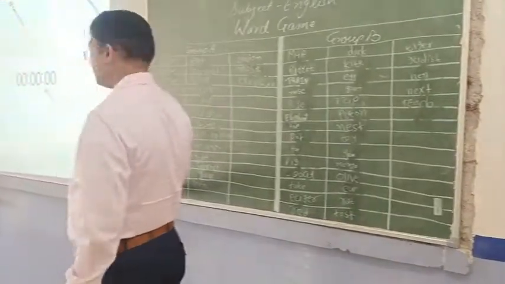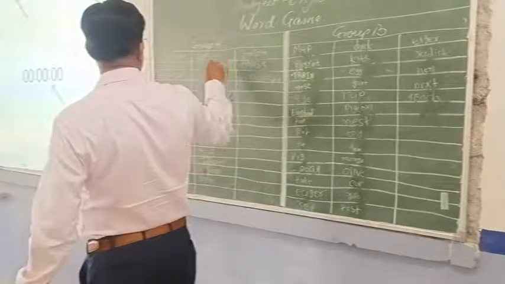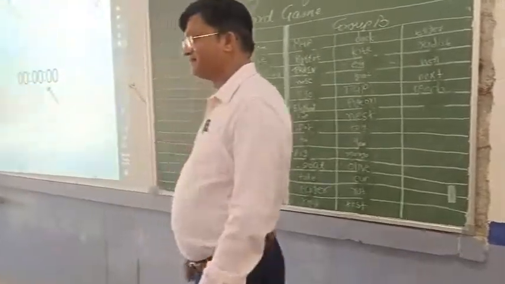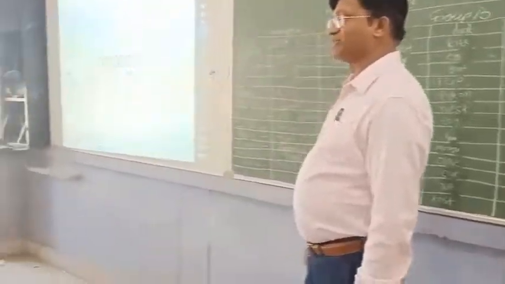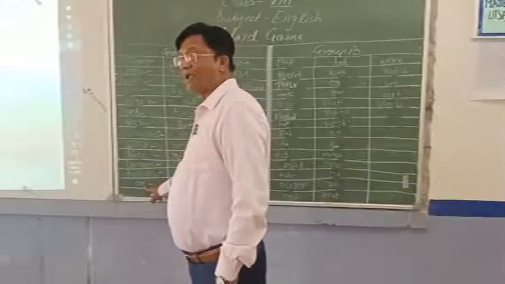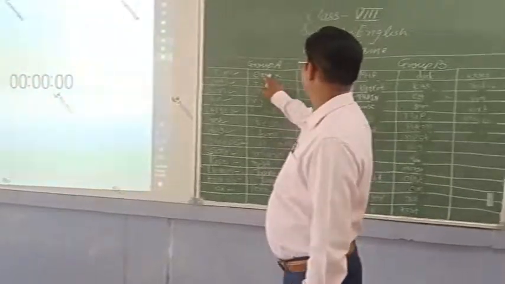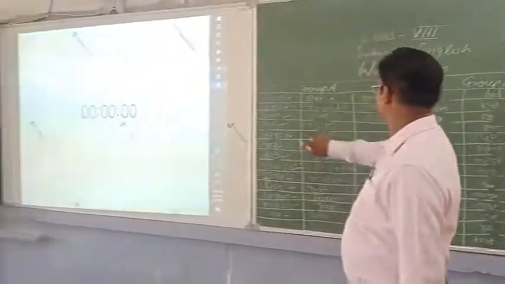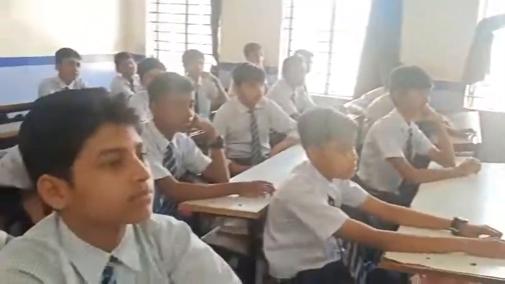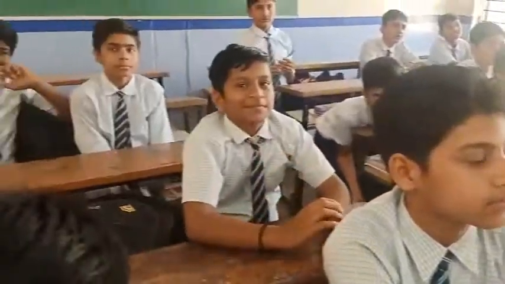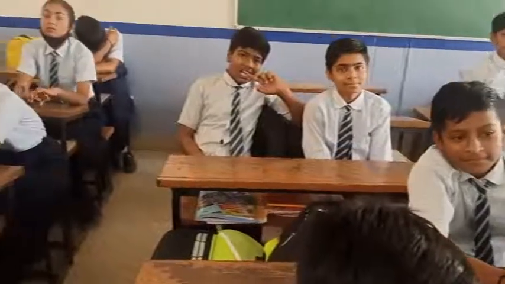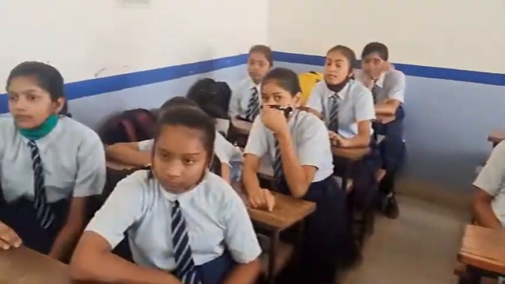Then this word cannot be counted. Why? Just tell me why. Because the next word should start from X, but it has not started from it. So this word cannot be counted. Okay, last T, tomato, correct. Orange, O-R-A-N-G-E, correct. Sir, tomato is repeated. Yes, repeat means this will not be counted.